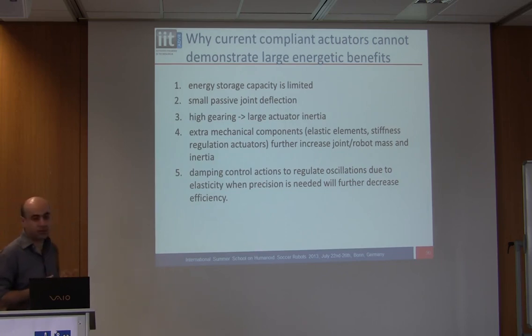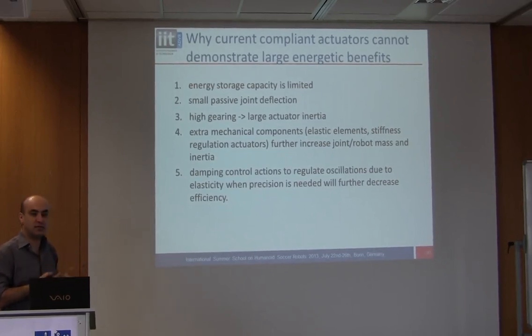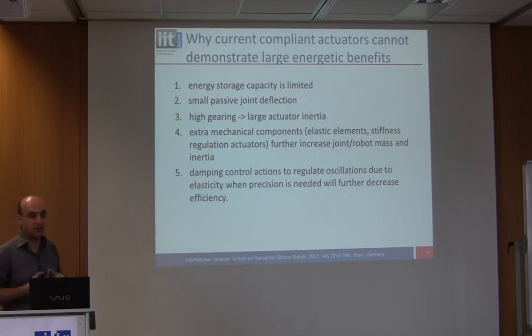You have additional mechanical components, which means that if you want to do a real comparison of efficiency, you have to compare with an equivalent stiff actuator, the first actuator that you have in the joint that has a certain mass and inertia, and then add on top all the additional mass that you have to add to the actuator in order to implement the variable stiffness. And you will see that you can almost double the mass of the actuator by adding these components in most of the designs that you have seen so far. You should take this into consideration when you evaluate the efficiency. You are going to end up with a much heavier robotic system with higher mass and inertia that would require higher torques to perform the same trajectory that you can do with a stiff case. And in addition, the last point is that in many of these actuators, because of the elasticity, you have induced oscillations, so you have to implement active damping control actions in order to compensate.